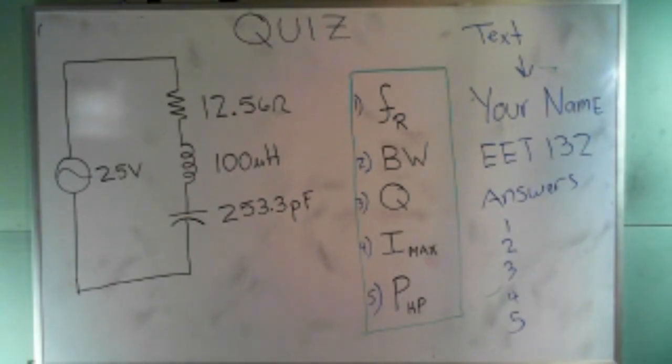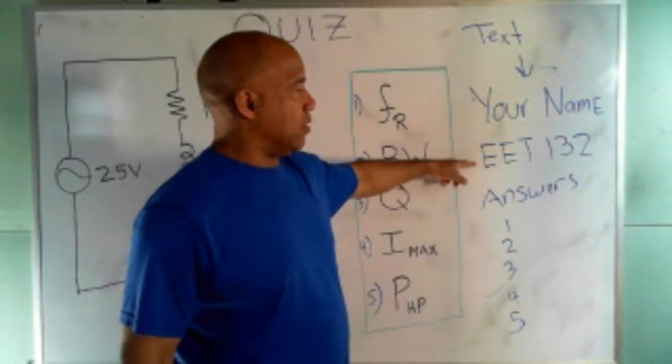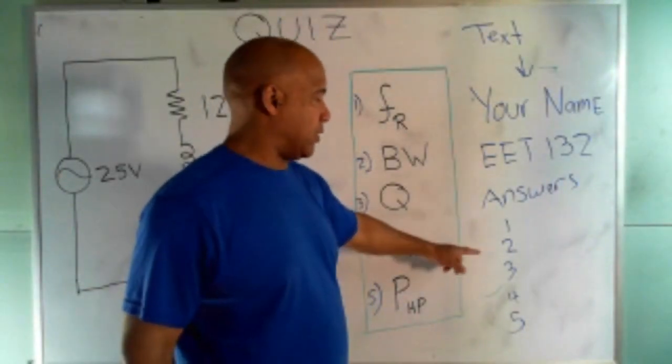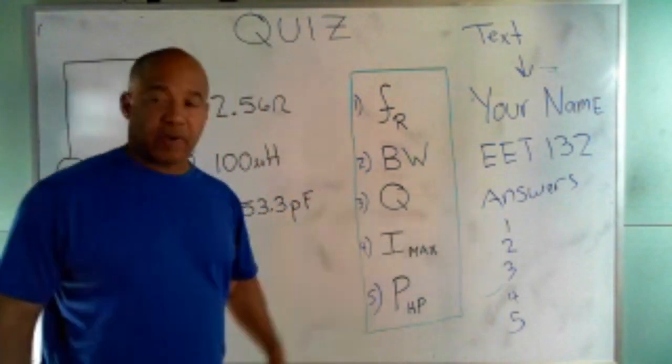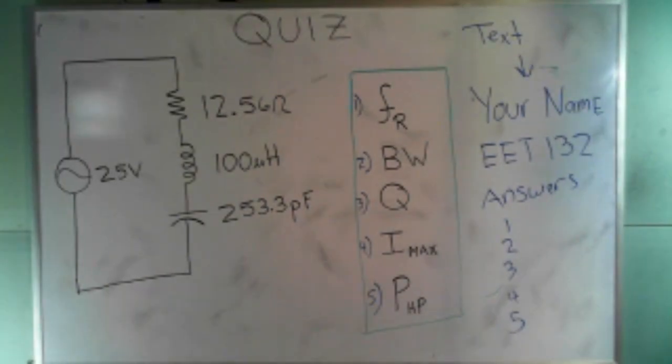Okay, guys, in about 1 minute, I'm going to ask you to text me your answers. I have the way I want you to text right here: your name, EET 132, and then your answers for these, 1 through 5. So you've got about 1 more minute of working to do. All right, now you have about 1 minute to text me your answers. So go ahead and text.